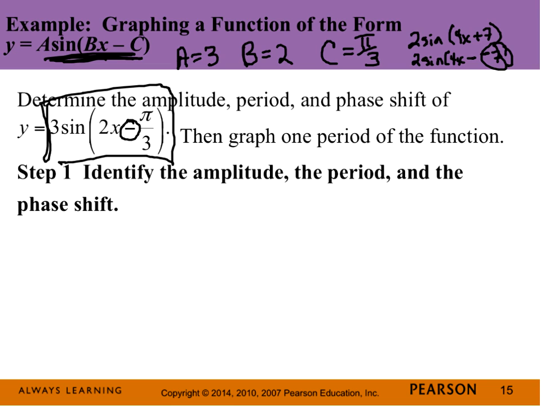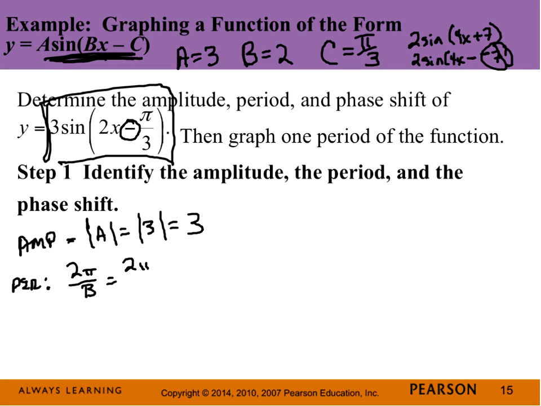So the first things that we need to do are identify the amplitude, the period, and now the phase shift. The amplitude is the absolute value of A. That's the absolute value of 3, which is just 3. The period is 2 pi over B, which is 2 pi over 2 in this case, or just pi. And now we have the phase shift to think about, and that's given by C over B.